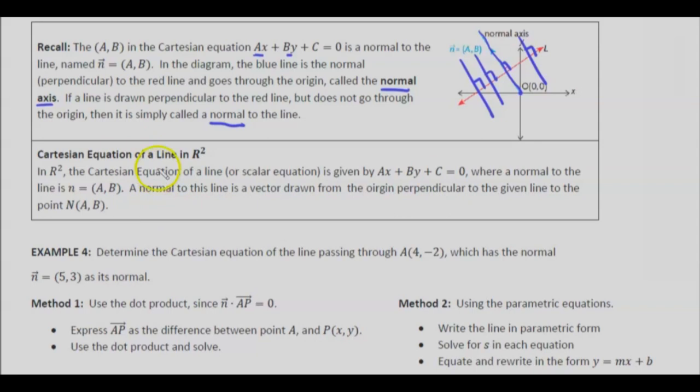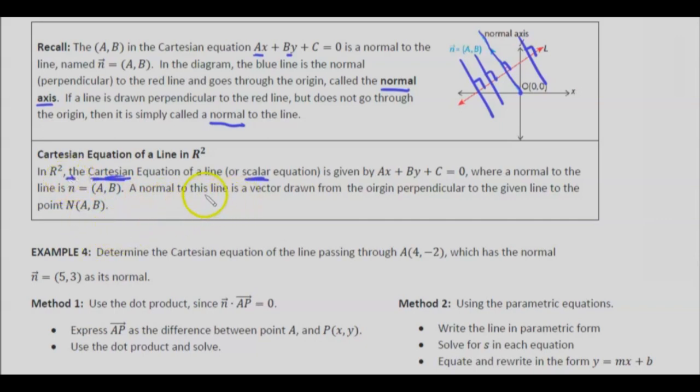Cartesian equation of the line in R squared. So in R squared, the Cartesian equation of a line, which we can also call the scalar equation, is given by ax plus by plus c equals 0, where the normal to the line is n equals (a, b).